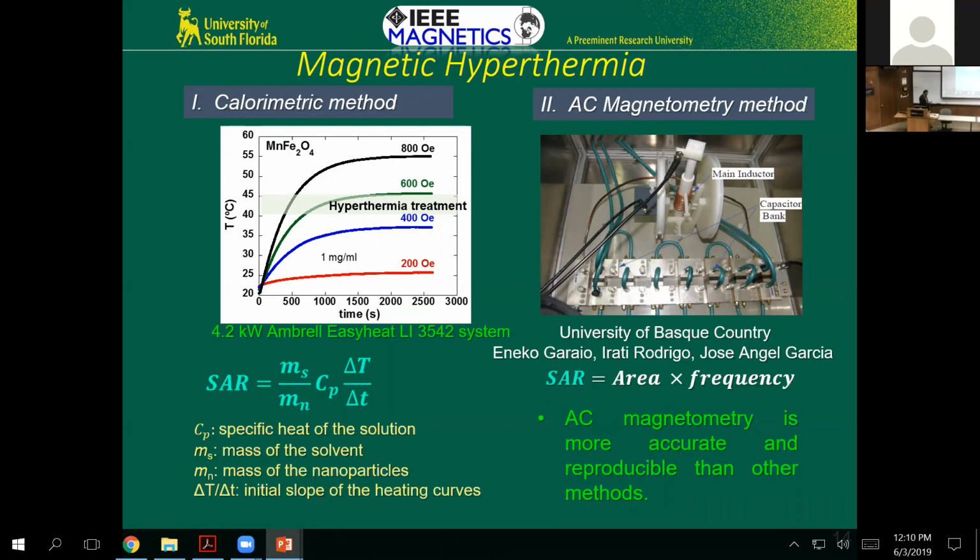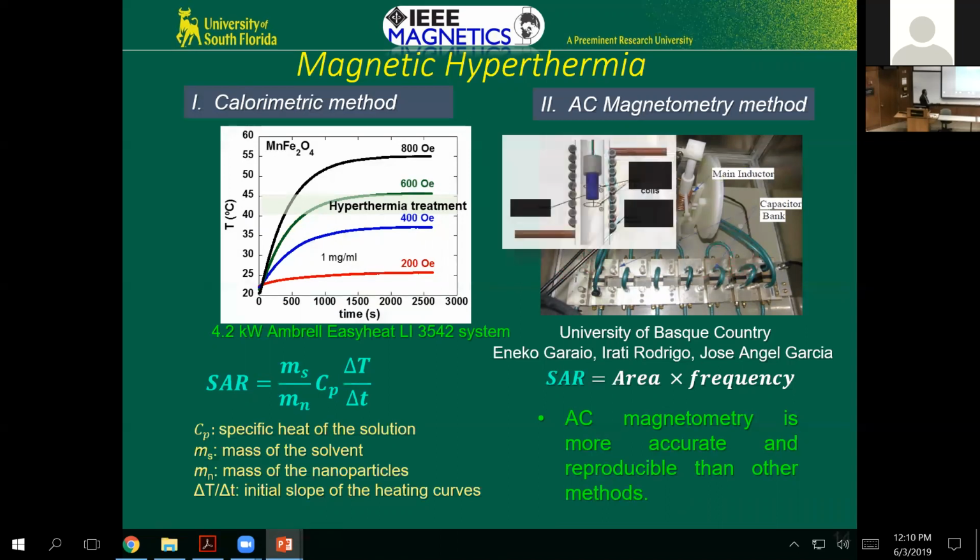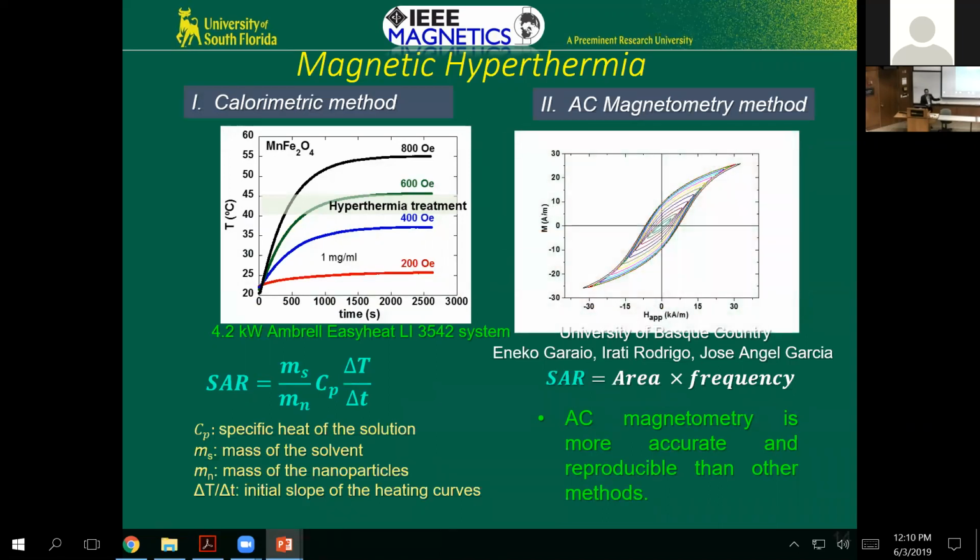So they directly measure. We make these nanoparticles, ship them to our collaborators in Spain, and they generate and measure the hysteresis loops. And they get the SAR from that, from this expression, right? You can actually get the SAR also from the hysteresis loops. So they do this on the same sample.